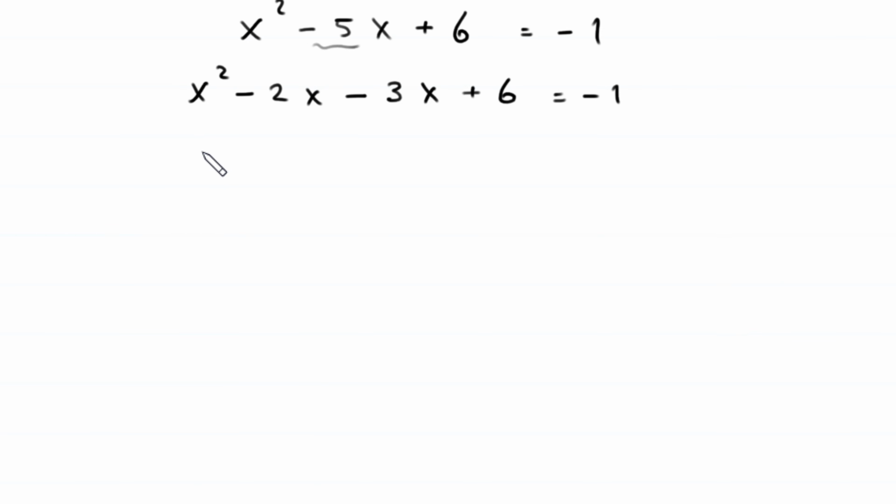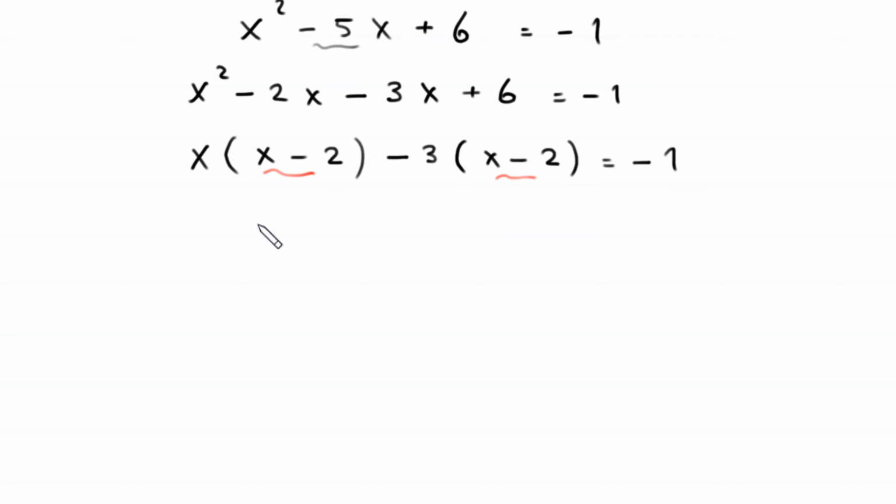From these two terms we can factor out x in bracket (x minus 2), and from these two terms we can factor out negative 3 in bracket (x minus 2), equal to negative 1. Now this x minus 2 is a common factor, so we factor out x minus 2, and in bracket (x minus 3), equal to negative 1.